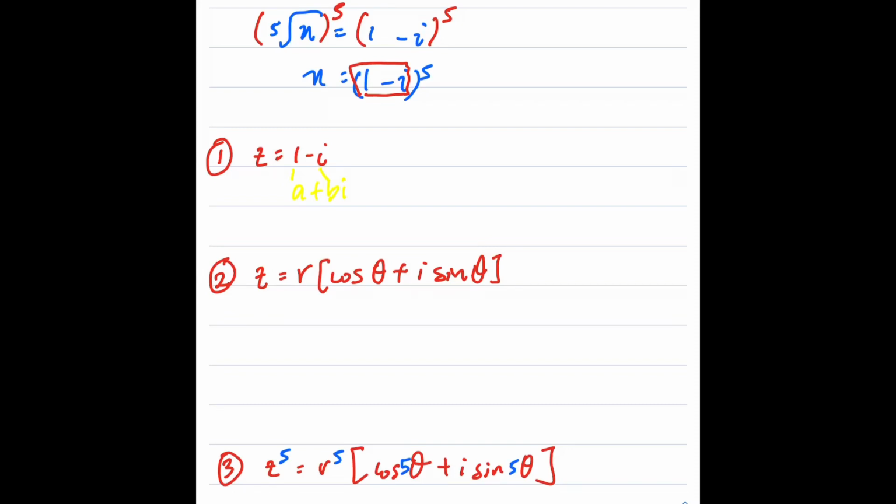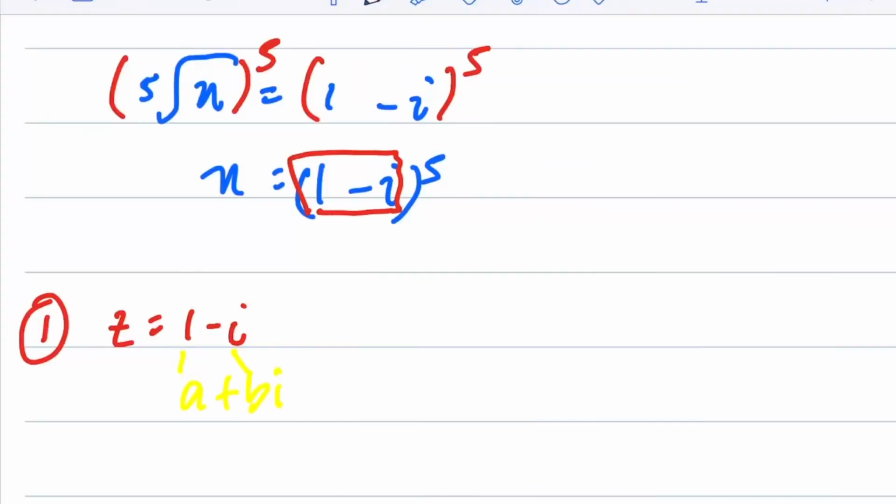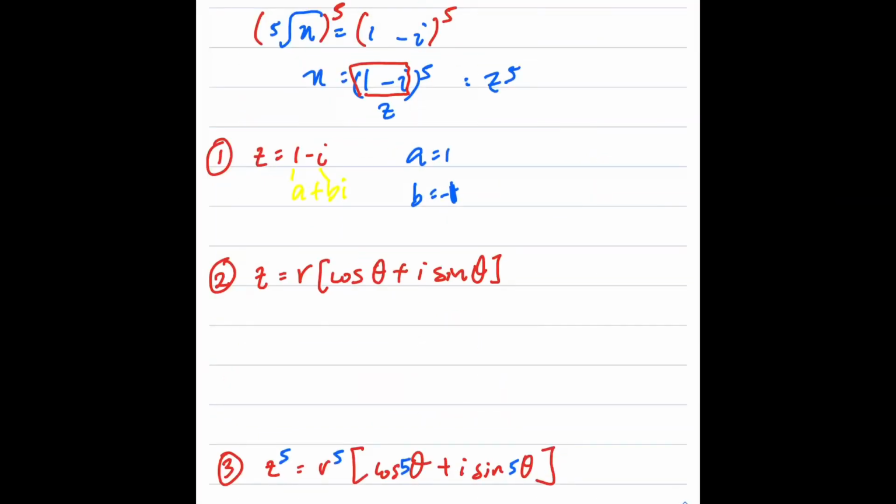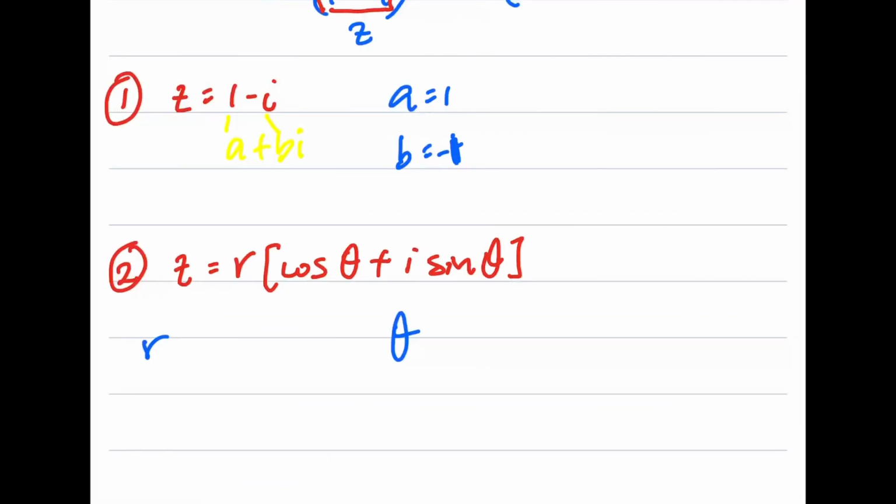Okay, so now let's proceed with step number 1. First we let z equal 1 minus i, so we can find our a is equal to 1 and our b is equal to minus 1. That is the first step. The second step, let's change it into polar form. In order to find a polar form, we'll need two components, which are r and also the argument theta. So let's find r.